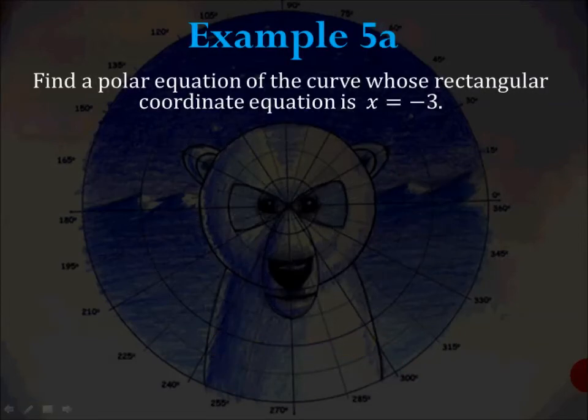Example 5a, find a polar equation of the curve whose rectangular coordinate equation is x equals negative 3. So this is a matter of just plugging things in. Go ahead and tackle this one. This is a very short problem.